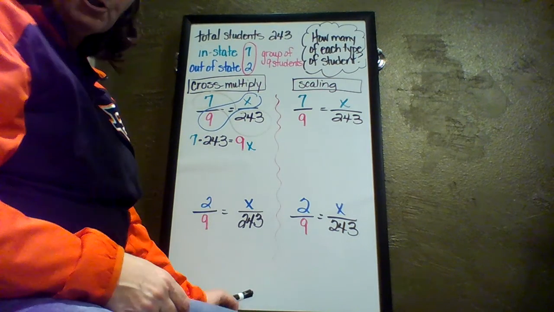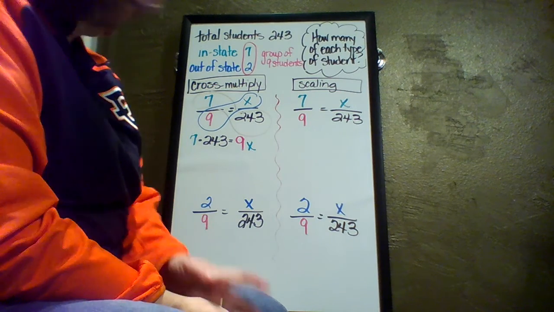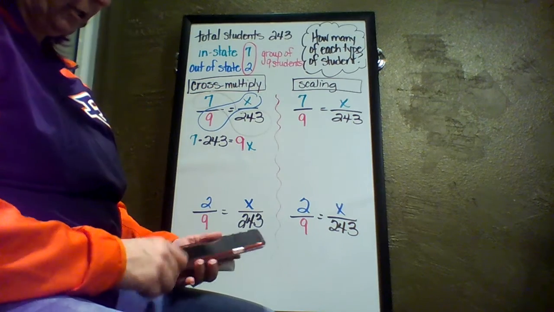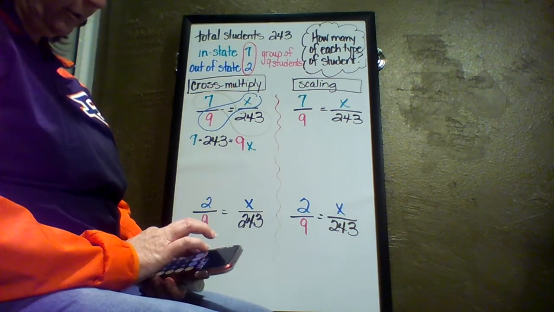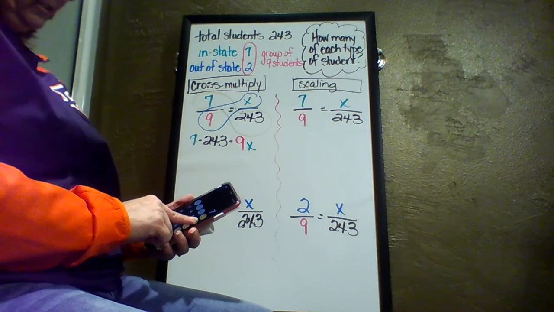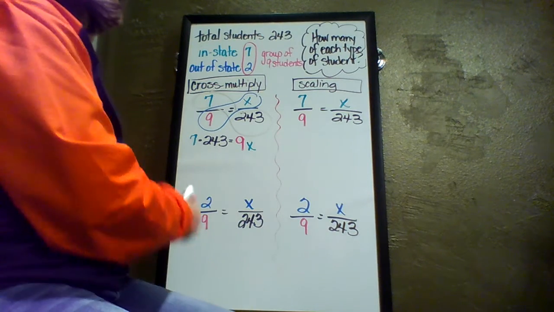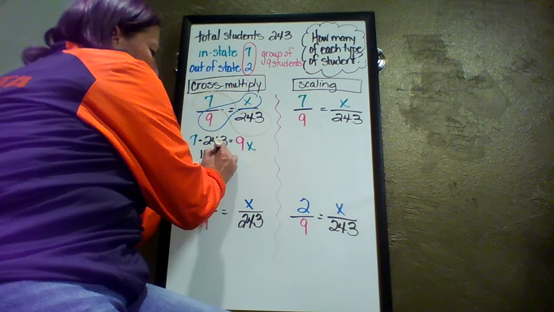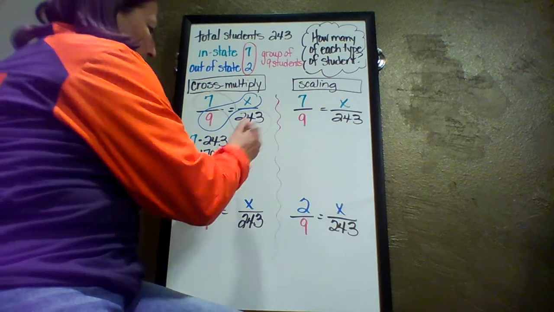All right, last year you did some work with single variable equations. So that's what we're going to do today. So remember I told you that you can use your calculator. You can use a cell phone, you can use any calculator that you want. So I'm going to multiply 7 times 243, and that is equal to 1,701, which is going to equal 9x.